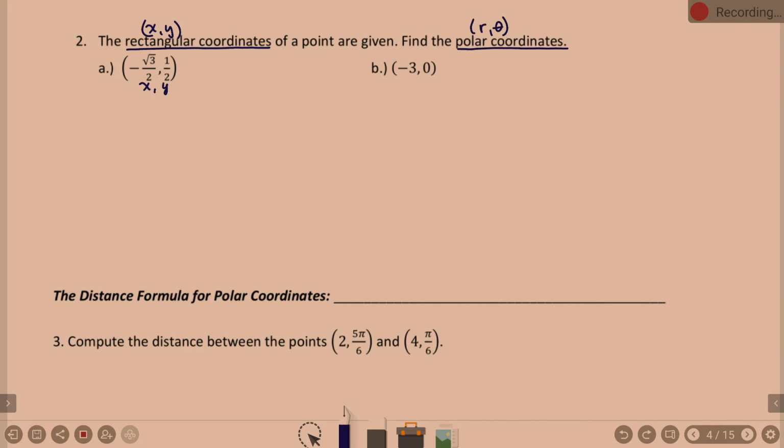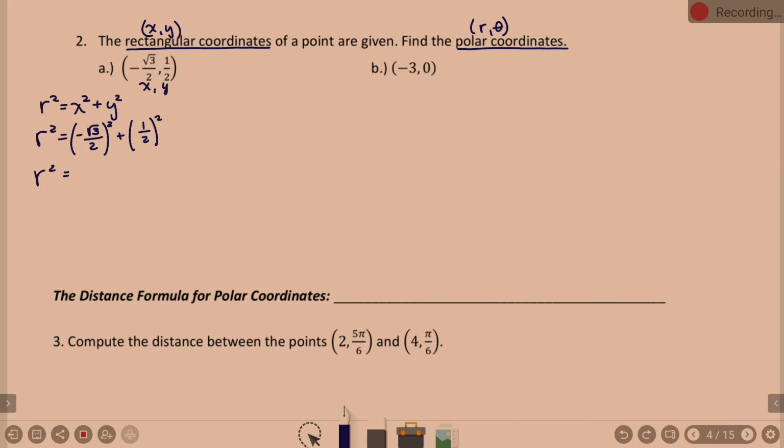But regardless, in order to find r, you need to use the one that's basically the Pythagorean theorem, right? So I'm going to reverse it: r squared is equal to x squared plus y squared. Do the math with me. Don't be afraid of it, please. You guys can do this. You're in pre-calc. Have confidence. X squared means I'm doing negative square root of 3 over 2, quantity squared, plus y squared is 1/2 squared.